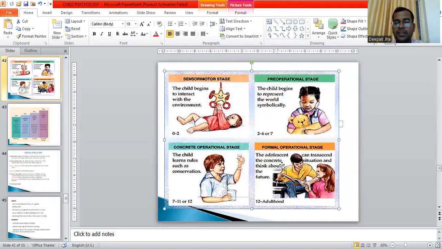Next, coming on to the formal operational stage, this is the adolescent stage. The adolescent can think about concrete ideas and about abstract ideas. More importantly, he is now able to think about his own future, how he would look in the world.